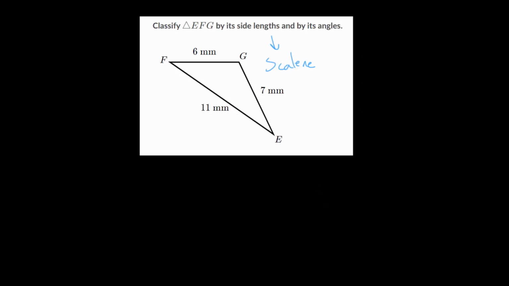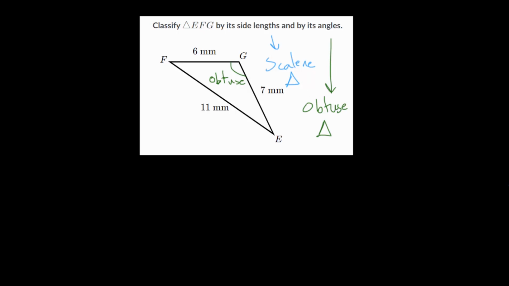Now, looking at its angles, we basically just want to look for the biggest one. So that's this angle right here. And notice that if we draw in a right angle here, so that would be a 90-degree angle right there, this is bigger than that. So our biggest angle is an obtuse angle. So we would refer to this as an obtuse triangle. So this is a scalene triangle, and it's an obtuse triangle.